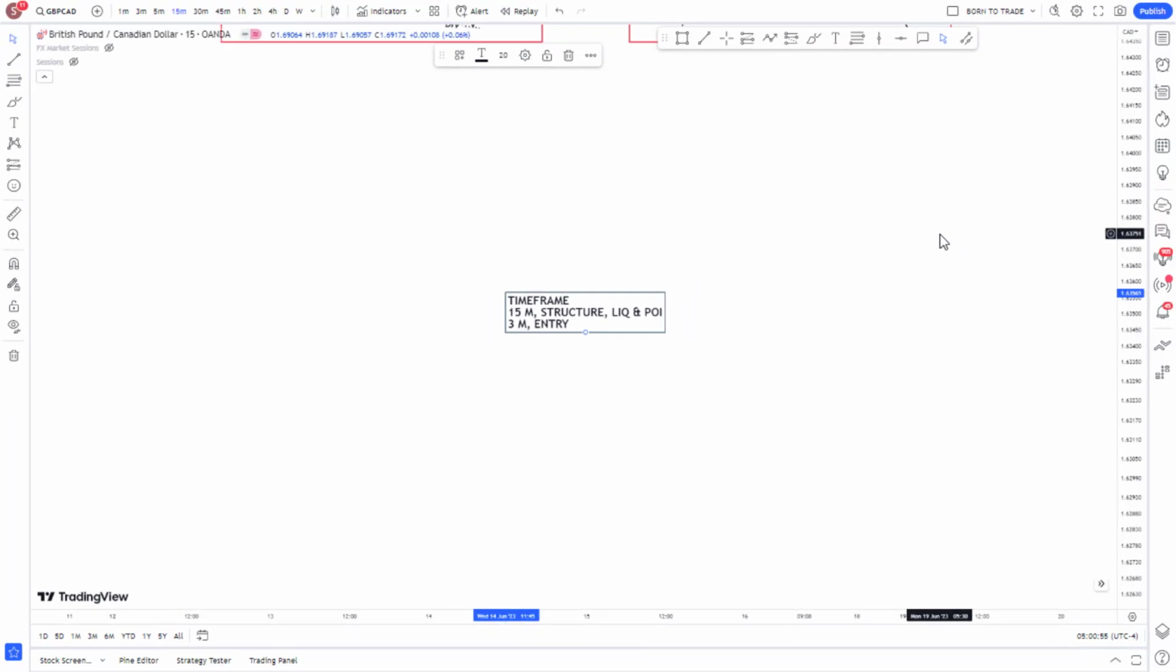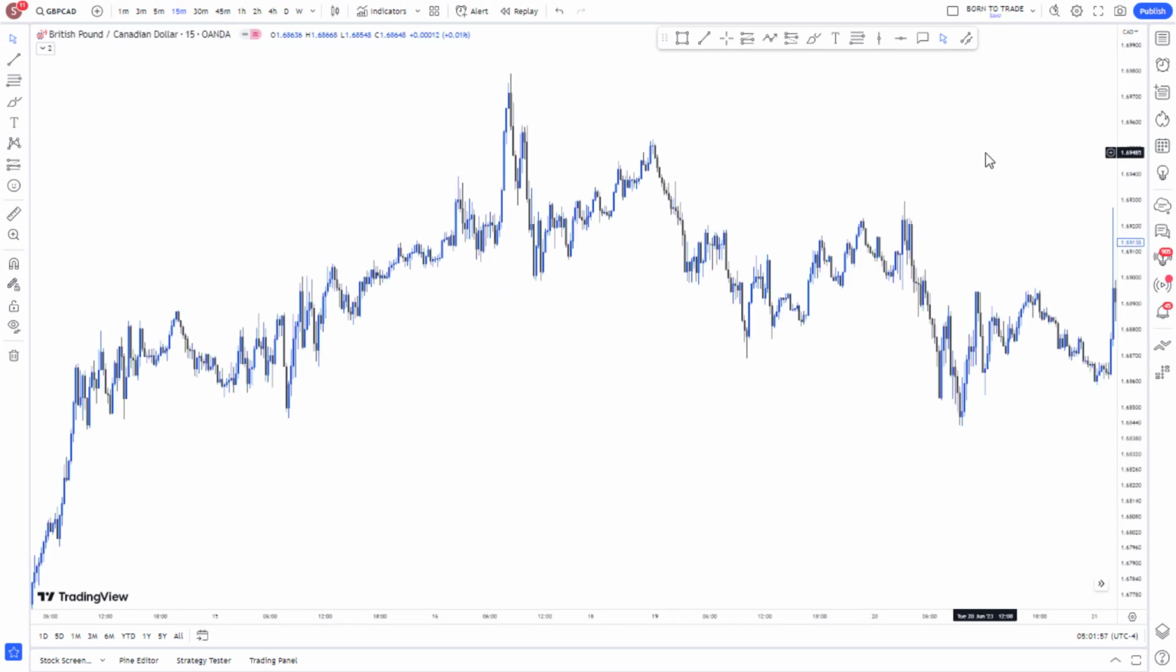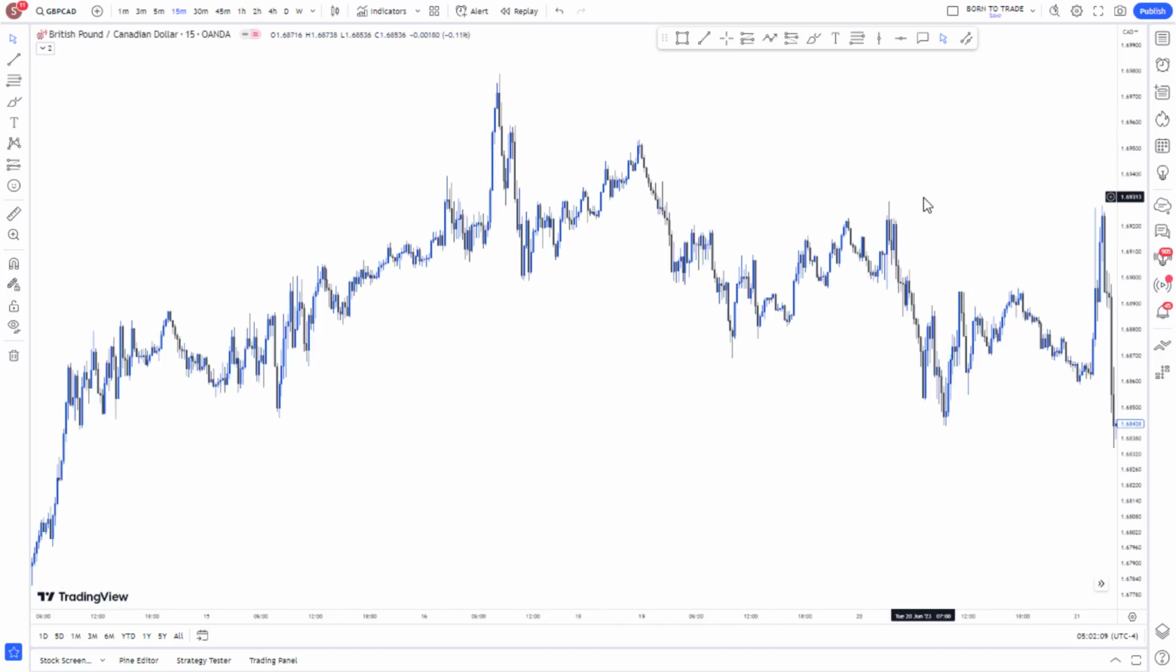So let's move to the price chart. Let me show you examples of how you can actually use this. So this is GBP CAD. This is the 15 minutes time frame. Like I said, we're going to use the 15 minutes time frame to identify structure, liquidity zones, and our points of interest. Okay, and you can actually include fair value gap.